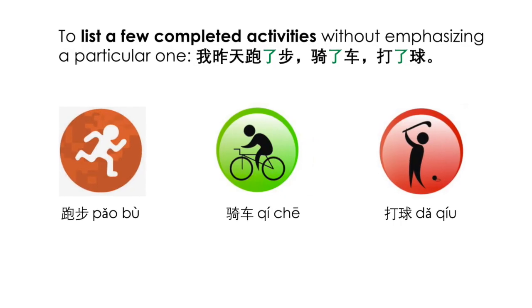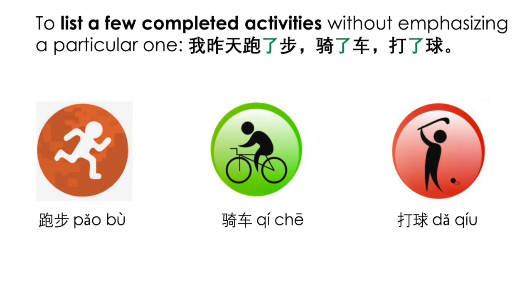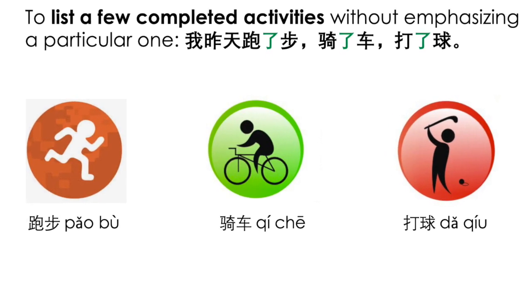So if you want to tell your friend that you did all these activities yesterday, you can place le behind the verb of each activity. 我昨天跑了步，骑了车，打了球。Oftentimes, a sentence contains a few activities or a few verbs, but you don't want to stress them equally. Oftentimes, we place le only after the last activity or the last verb phrase.